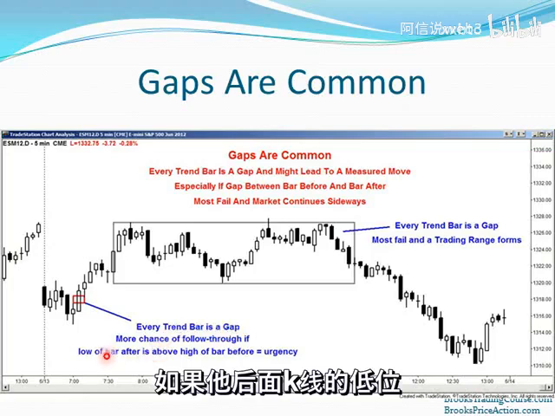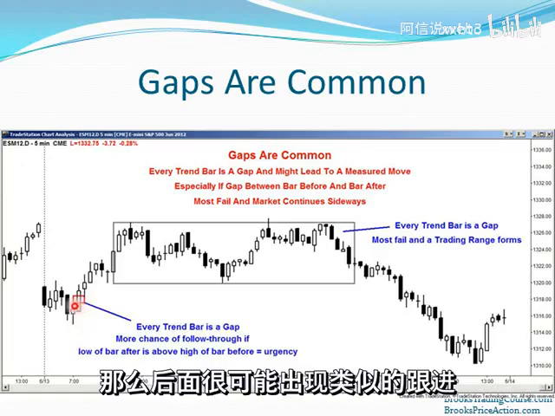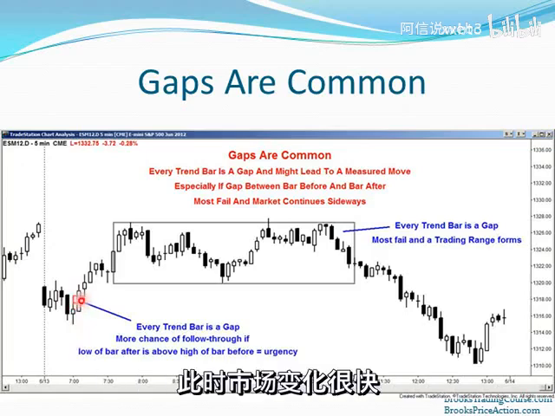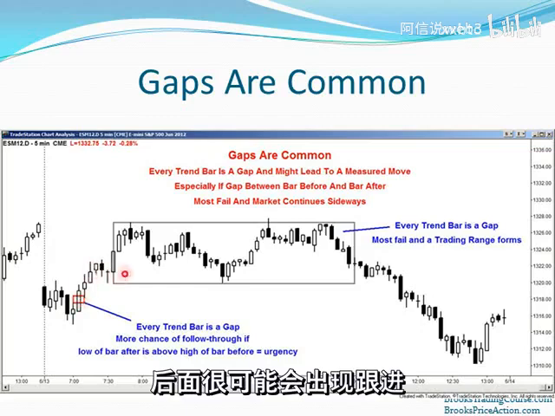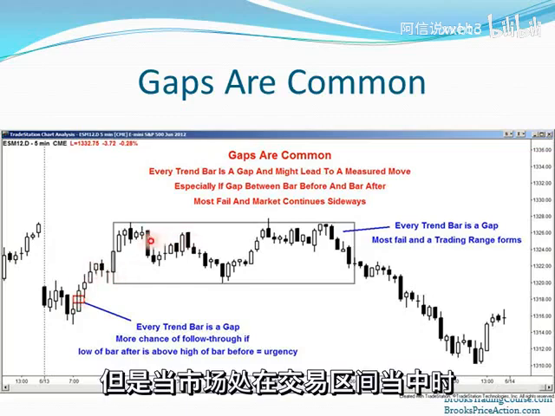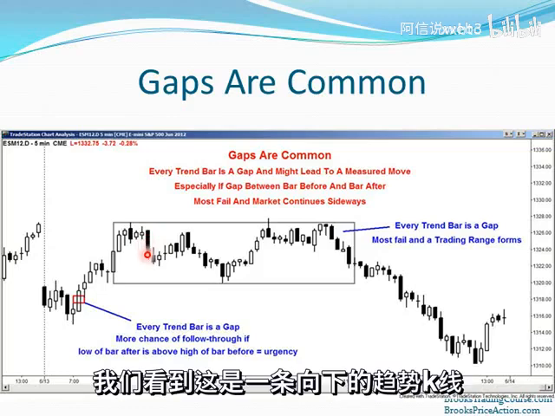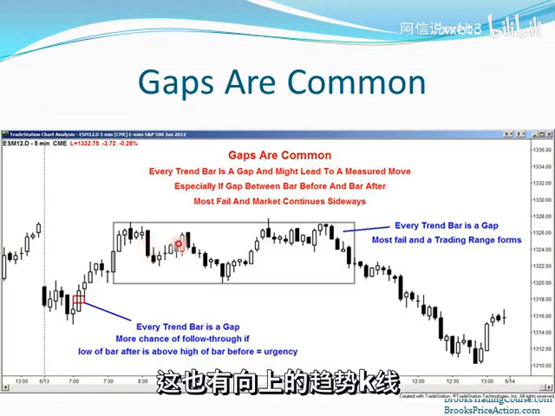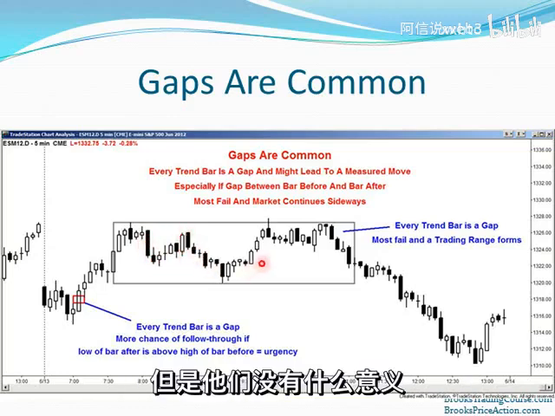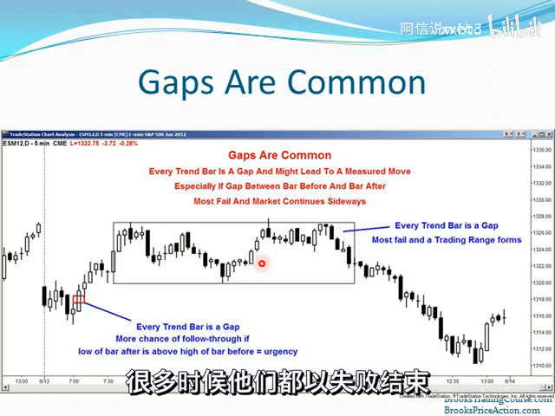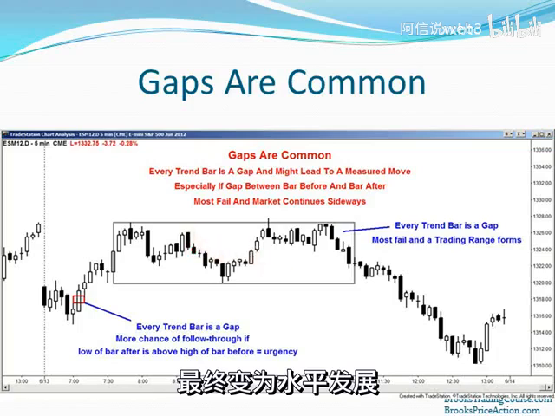There's more chance of follow through if the low of the bar after it is above the high of the bar before it. There's a sense of urgency here, so it's more likely that we'll get follow through. However, when the market's in a trading range, you get gaps down, trend bars down, you have trend bars up, and they're meaningless. Most fail and just result in churning sideways price action.